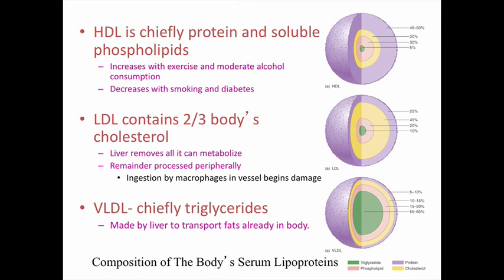And then finally, the VLDLs are chiefly the triglycerides, which are made by the liver to transport fats that are already in the body. And so you can look at those. Those have the most triglyceride, they're mostly triglyceride, and not a whole bunch of protein. And again, these are really shuttlers. They're just going to be transporting fats around. They're sort of fat shuttles and they're made by the liver.